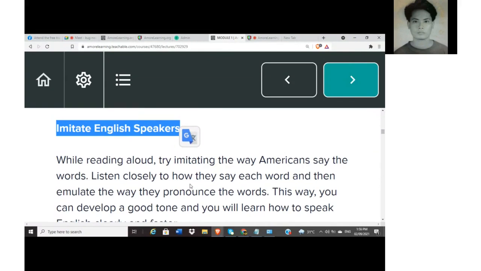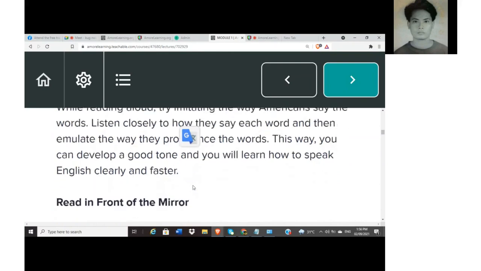But the idea is for you guys to learn how to speak spontaneously, okay? So listen closely to how they say the words, okay? And then emulate or copy the way they pronounce the words. This way you can develop a good tone and you will learn how to speak English clearly and faster. Okay, so one tip is for you to watch English or American movies. That's one tip.